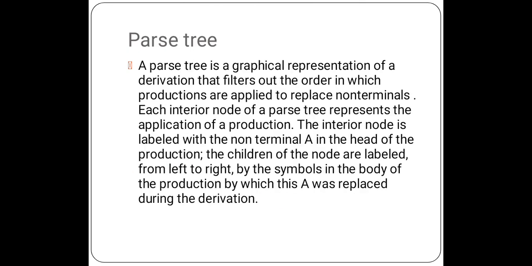The next one is about the parse tree. This is a simple definition that you have to keep in your mind. A parse tree is a graphical representation of a derivation that reflects the order in which productions are applied to replace non-terminals. So basically we are going to construct a graphical tree, and there is an order that has to be followed while making those non-terminal conversions.